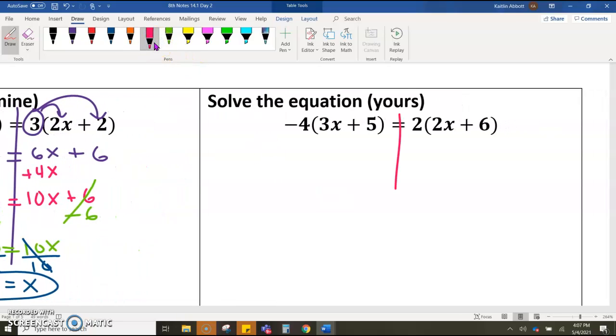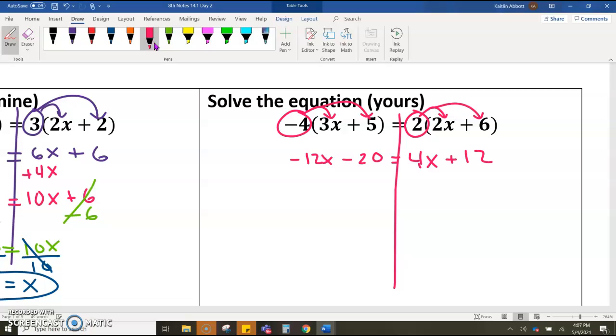All right, first things first, you should have split your problem down the middle. And then you should have multiplied negative 4 to 3x and to 5. Negative 4 times 3x gets you negative 12x, and negative 4 times 5 gets us negative 20. Then you should have done the same thing on this side, 2 times 2x and 2 times 6. 2 times 2x is 4x, and 2 times 6 is 12.